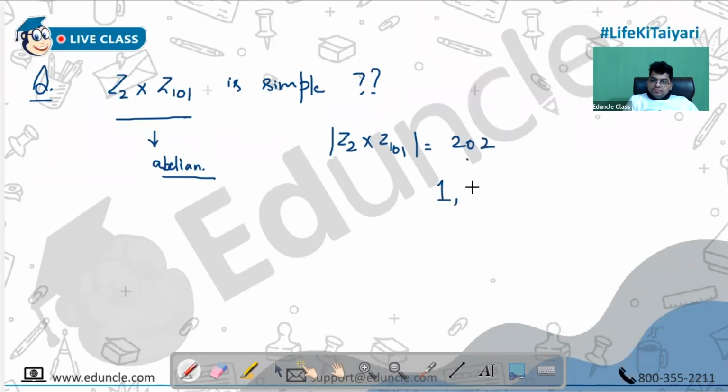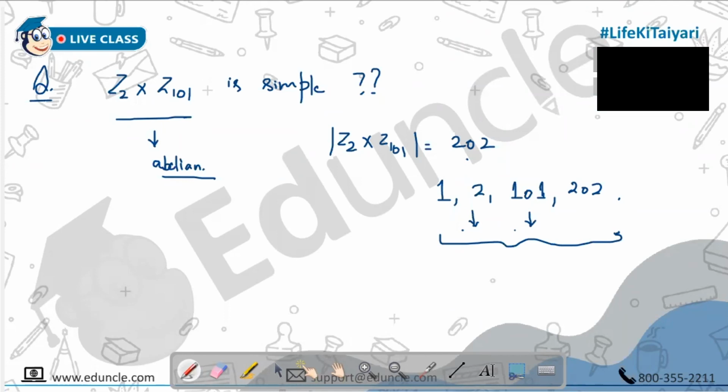1, 2, 101. So these are the divisors. It means we have a subgroup of order particular 2 and 101 also. It means you can say this group is not normal. This group is not. Am I clear? Yes. Sir, how, sir? This group is not simple.